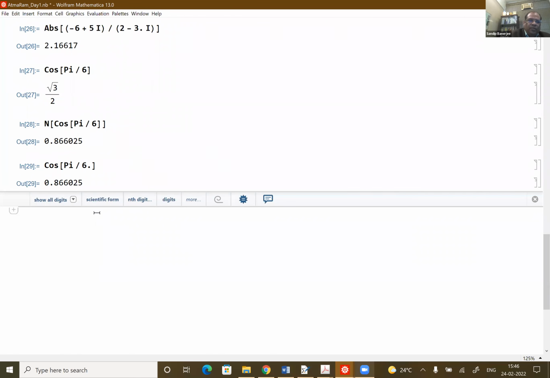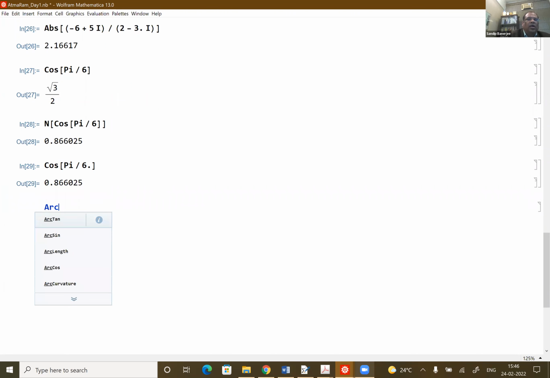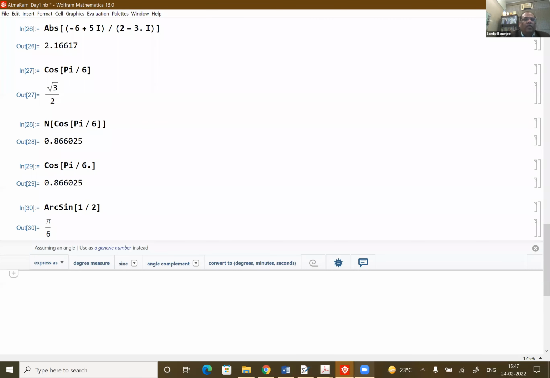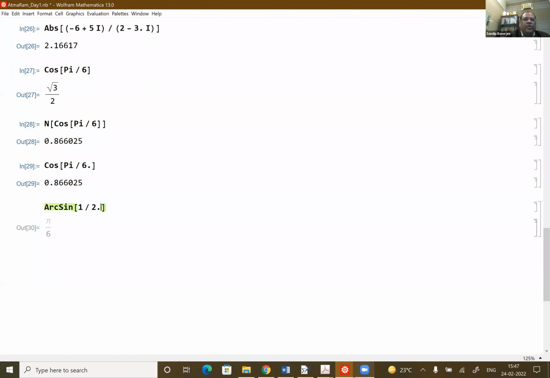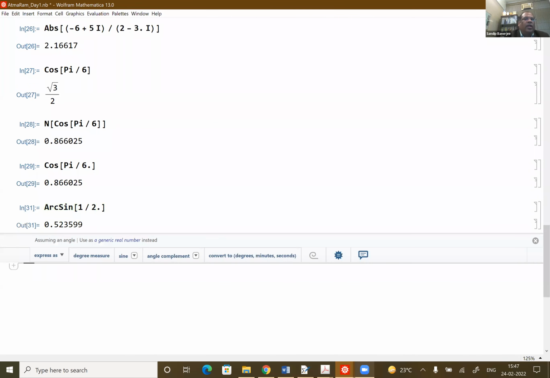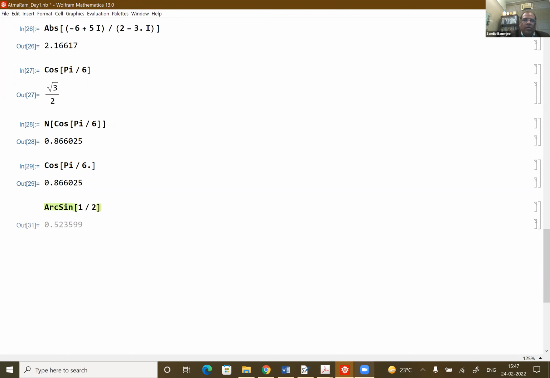For sine inverse, we use ArcSin, and ArcSin of half, which is Pi by 6. I took a known value, because we know sine 30 is half. So half will be sine inverse 30. So ArcSin is basically sine inverse. If you want it in numerical, you just give a dot and you get this. But in this case, I prefer the non-dot one so that it is clear.